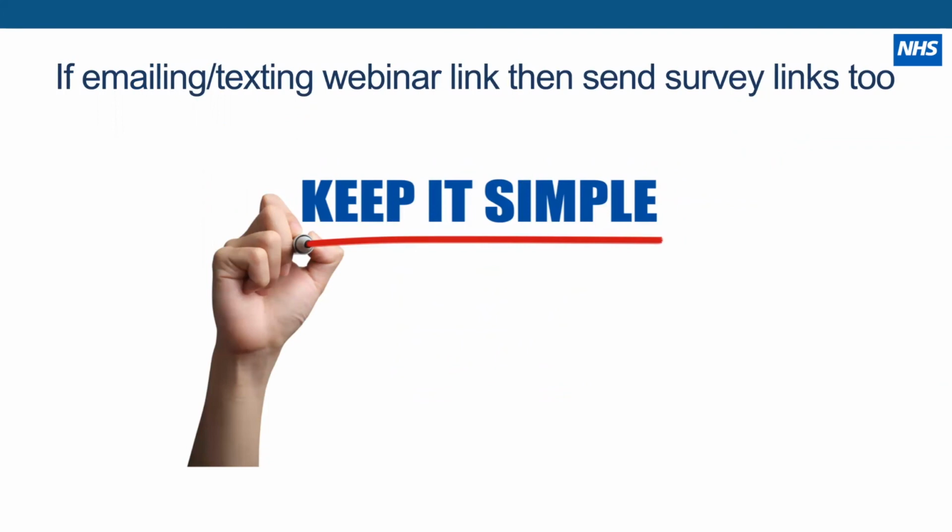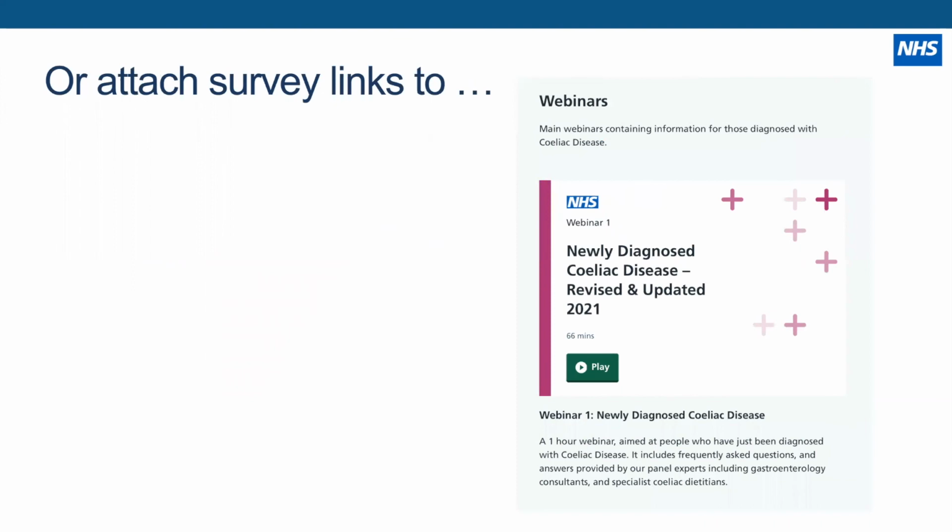So if you're emailing or texting a webinar link, then send the survey links to the patient at the same time so that they get the survey and you get more chance of them filling it in. Just keep the whole process simple. We attach our survey links into our website. So here we've got the newly diagnosed celiac, revised and updated for 2021. If you press play on that, it takes you automatically to the survey before they can get to the video. So it just means that we maximize the chance of them filling in the survey.